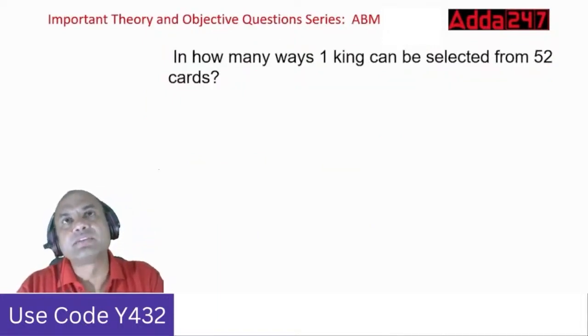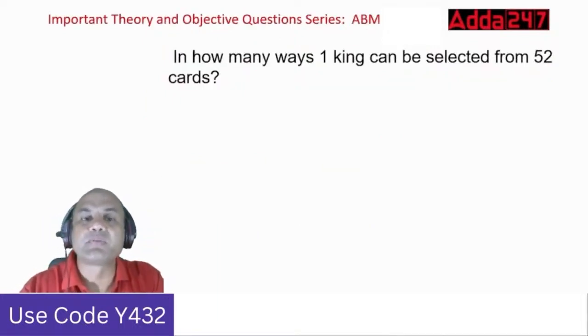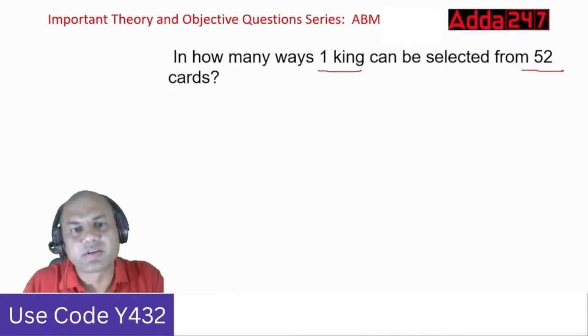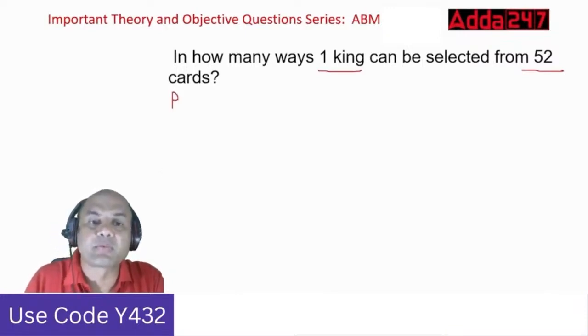In how many ways can one king be selected from 52 cards? Let's solve it. Probability means what? Give me the formula now. Everyone type fast. Let me keep it very simple. Required upon total, right?